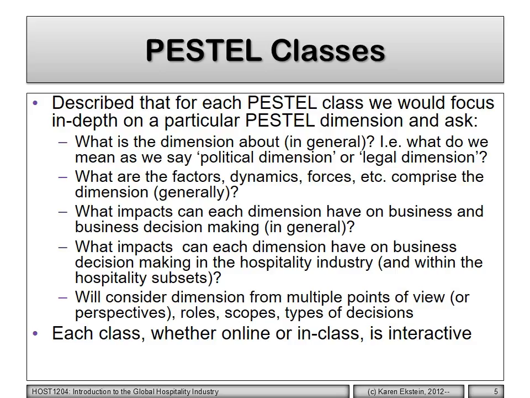So just to be consistent, in all of the Pestle classes, we have a certain agenda, if you will. We would focus on each of the Pestle dimensions individually, and we'd ask a bunch of questions. So what is the dimension about in general? What do we mean when we say a particular dimension, a political dimension, legal dimension, or as we're discussing here, the social dimension? What are the factors, dynamics, forces comprising that dimension generally? What impacts could that dimension have on business and business decision making in a very general sense? And what specific effects can it have on hospitality industry decision making?